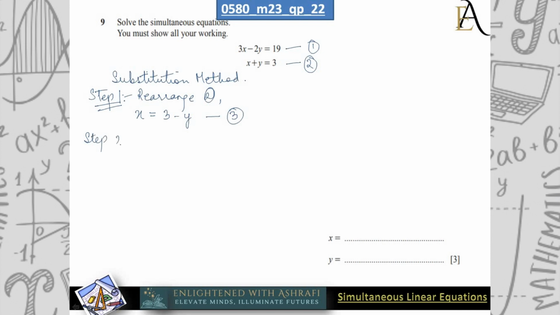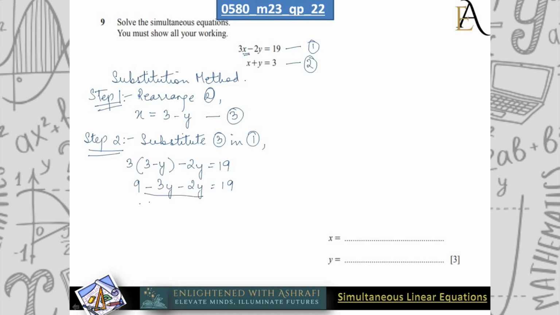Now step 2: substitute 3 in 1. We cannot take 2 because we have rearranged 2. So this will become 3 into (3 minus y). In place of x we are going to use 3 minus y, minus 2y equals 19. 3 3s are 9, minus 3y minus 2y equals 19.